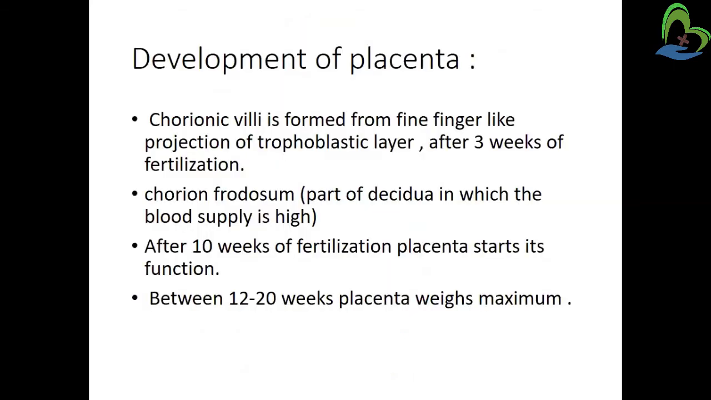Next, how the development of the placenta occurs. The chorionic villi are formed from finger-like projections of the trophoblastic layer after 3 weeks of fertilization. Next, the chorion frondosum is the part on the fetal side, the part of the decidua in which the blood supply is high. So on the fetal side, the blood supply is high compared to the maternal side.